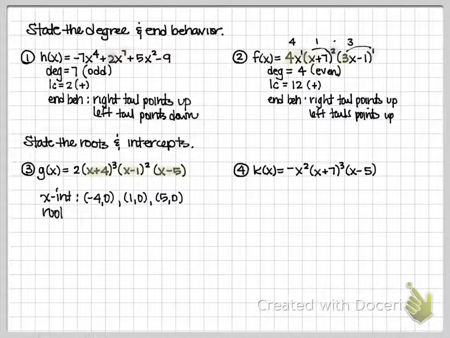All right, roots. Remember that another name for roots are zeros. So in this case, just take a look back at the x-intercepts. So just the values themselves. Ignore the 0 part. Those are your roots, but you got to make sure that you set them equal to x. So you get x equals -4, x equals 1, and x equals 5.